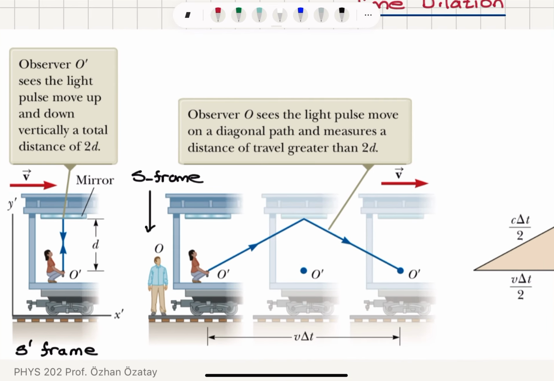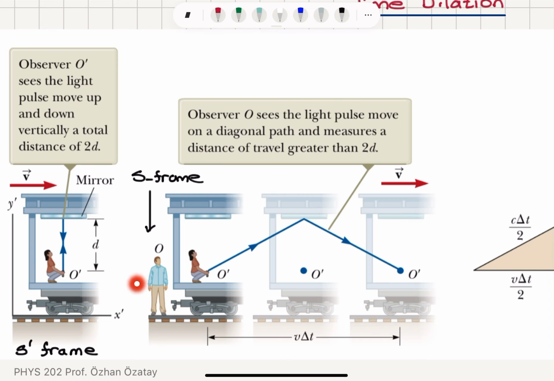So here is our experiment. This is our S prime reference frame. There is a person in a wagon, and this person sends a light pulse up towards the ceiling, and there is a mirror attached to the ceiling, and the light pulse retroreflects from this mirror and approaches the source. So observer O prime sees the light pulse move up and down vertically, a total distance 2d. There's a distance d between the source of the pulse and the mirror. So the total distance traveled by the pulse is 2d, d up and d down.